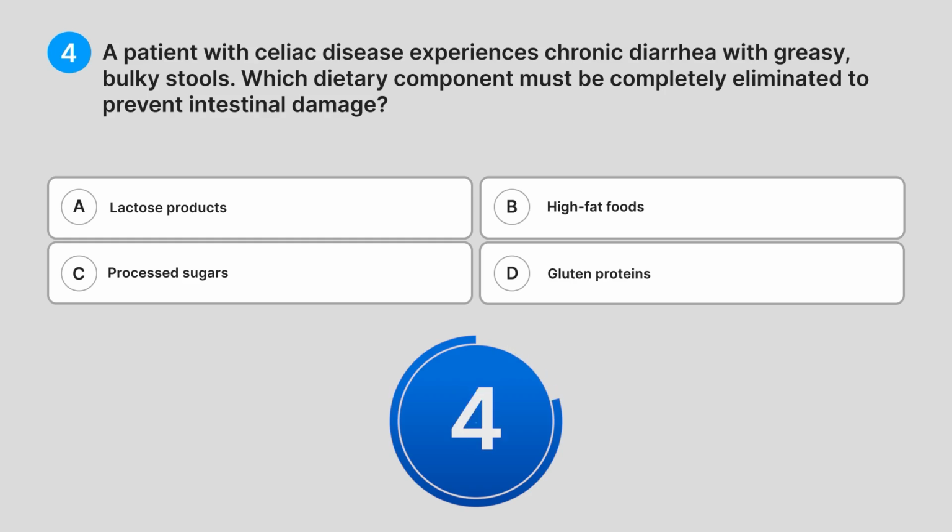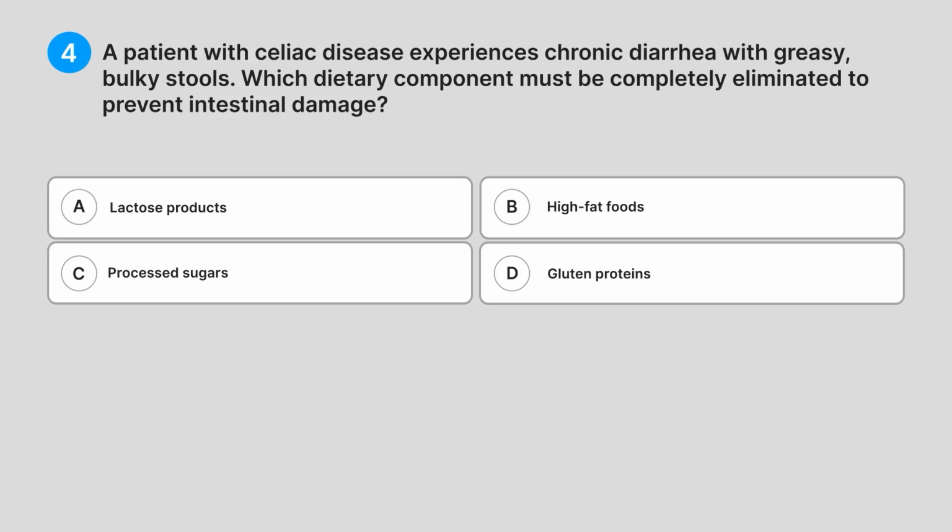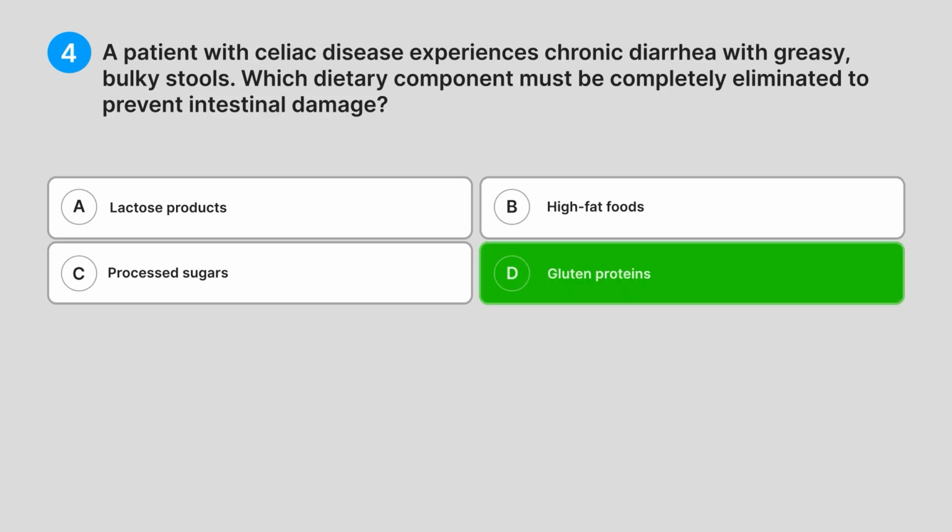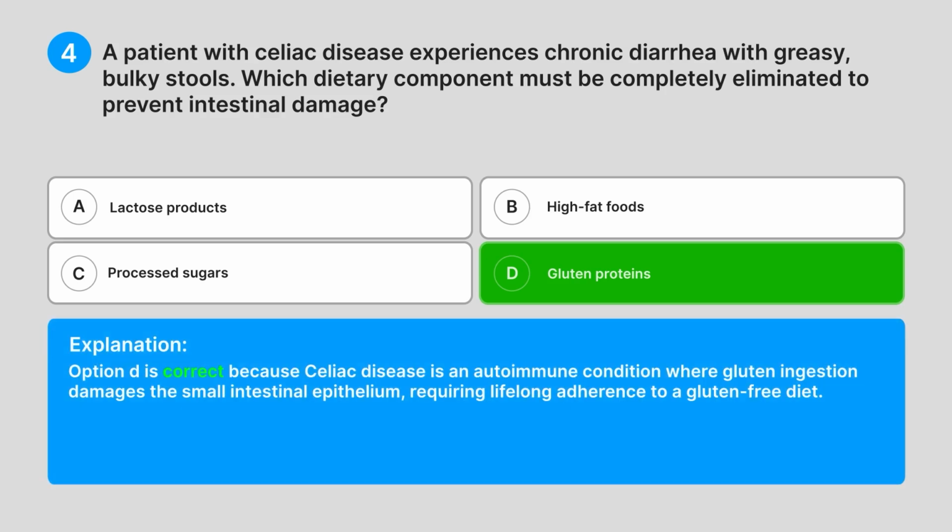Do you know the answer? Correct answer, D. Gluten proteins. Explanation: option D is correct because celiac disease is an autoimmune condition where gluten ingestion damages the small intestinal epithelium, requiring lifelong adherence to a gluten-free diet.